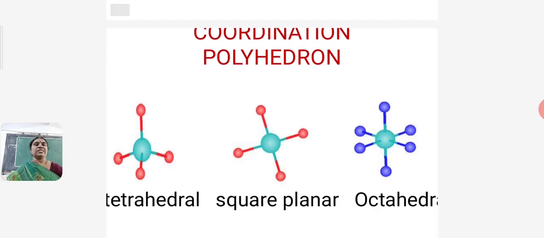Usually, when the coordination number is 4, we commonly see tetrahedral and square planar complexes. And if the coordination number is equal to 6, then octahedral geometry is seen.